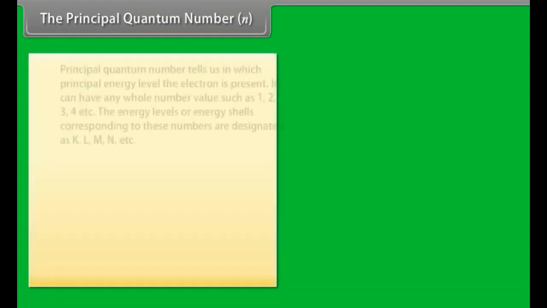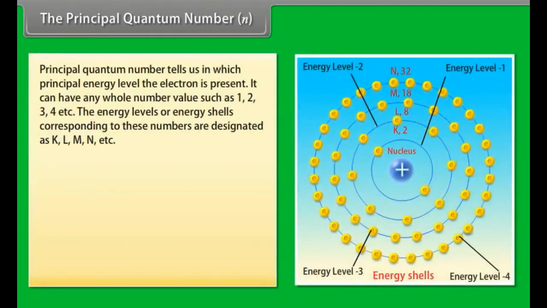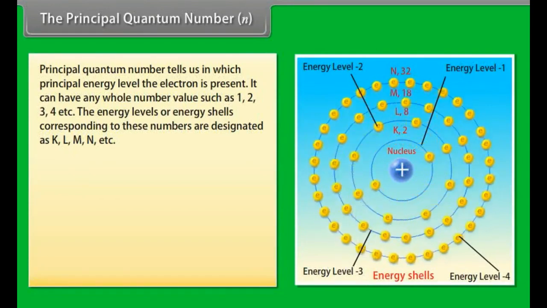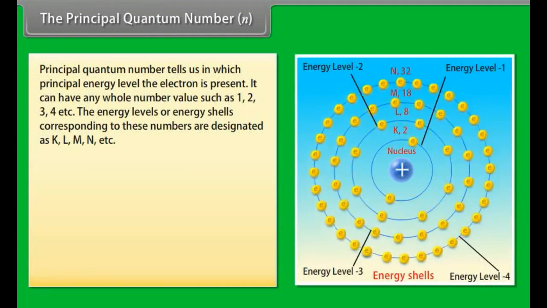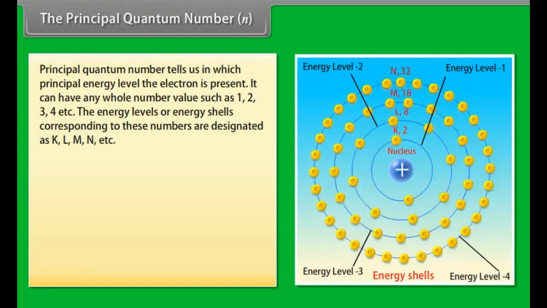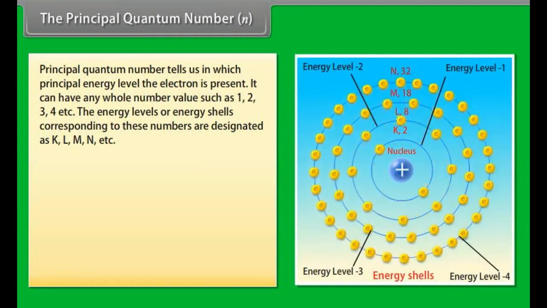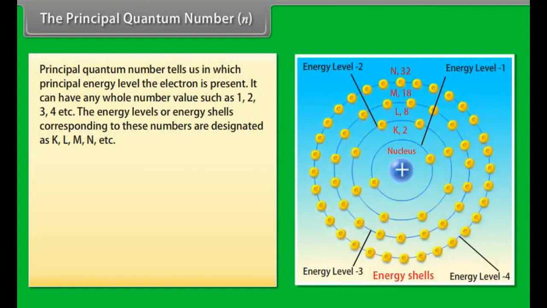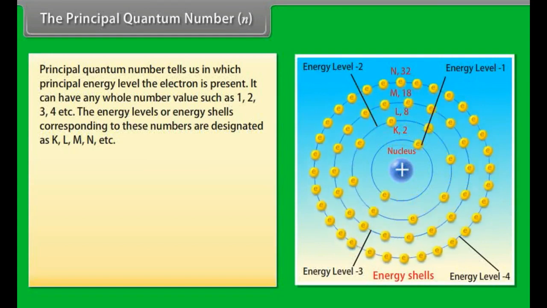The principal quantum number, n. The principal quantum number tells us in which principal energy level the electron is present. It can have any whole number values such as 1, 2, 3, 4, etc. The energy levels or energy shells corresponding to these numbers are designated as K, L, M, N, etc.